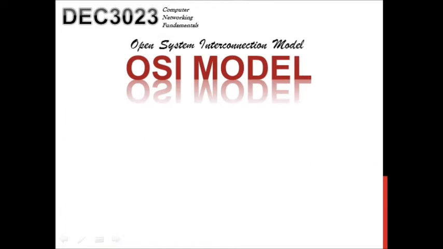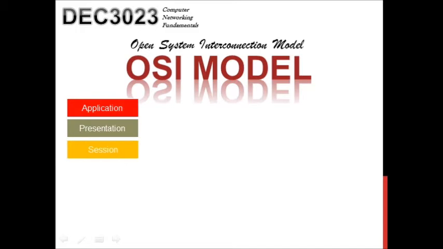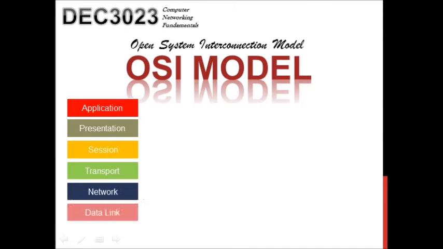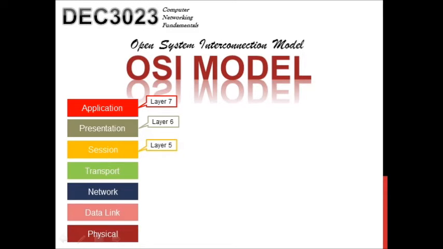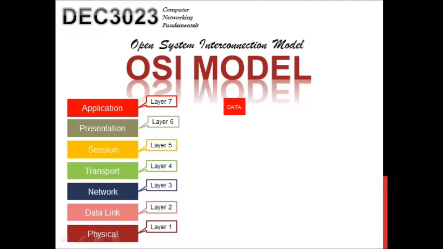The OSI model was developed by the International Organization for Standardization, ISO. The OSI model is a set of 7 layers, which are: Layer 7, Application Layer; Layer 6, Presentation Layer; Layer 5, Session Layer; Layer 4, Transport Layer; Layer 3, Network Layer; Layer 2, Data Link Layer; Layer 1, Physical Layer.